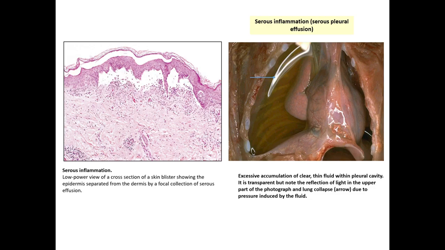You notice this shadow, pointed by the arrow, which shows us the space filled with fluid. And this small structure in the center is the shrunken lung. This lung is what remains because of the pressure of the effusion on the lung. It is transparent, but note the reflection of light in the upper part of the photograph. The lung will be collapsed. The arrow points to the collapsed lung due to the pressure induced by the fluid.